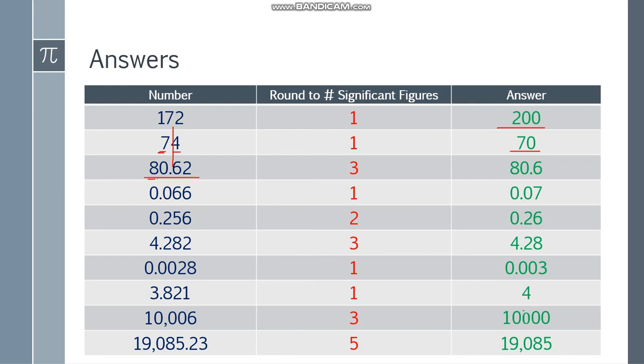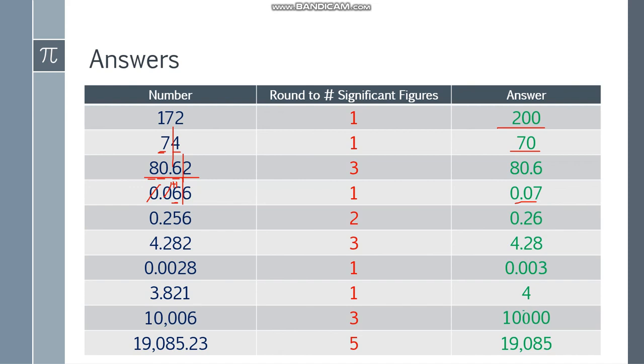80.62. 1, 2, 3, cut. So 2 is less than 5, so that will be 80.6. 0.066. Round to one significant figure. So the zeros here are not significant. So we will start here. But 6 is more than 5, so we will add 1. So that will be 0.07.